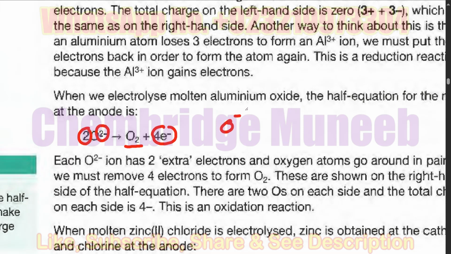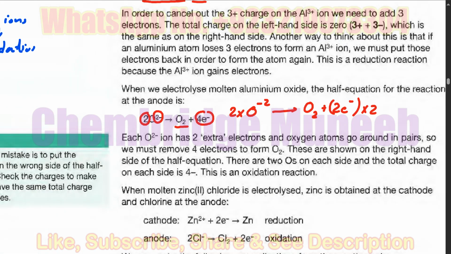We know that one oxide ion will lose 2 electrons, but if we have 2 oxide ions, then we will also have 4 electrons lost and formation of the oxygen molecule. Is that clear? Yes. Okay.